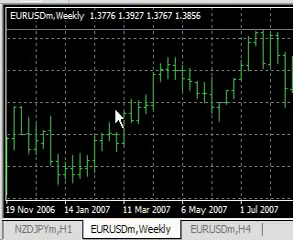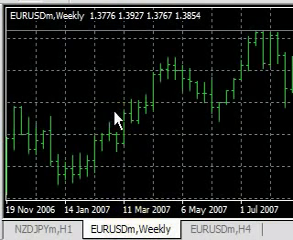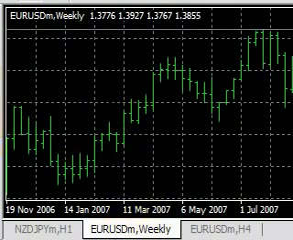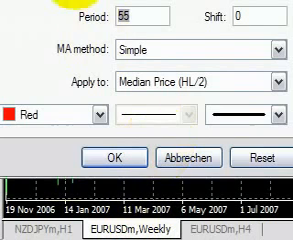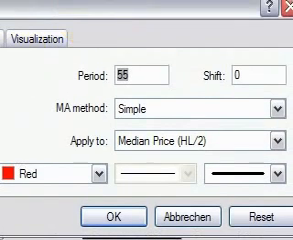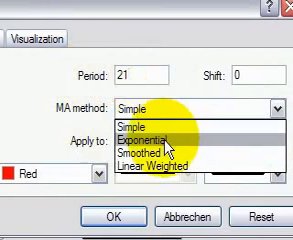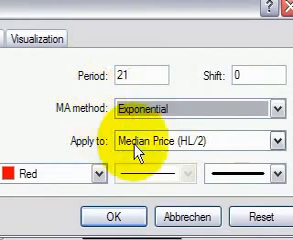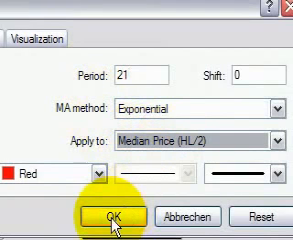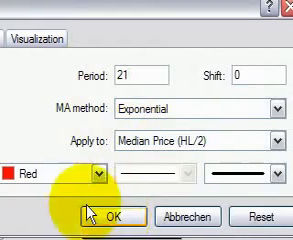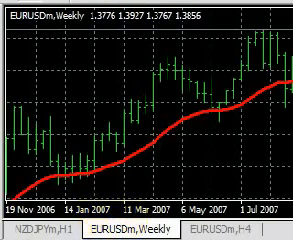On the weekly chart, the setup will be used to identify the trend. So what we'll do here is put two indicators on it, two moving averages. I just pulled them over from the navigator onto the screen. The first one we will choose is a 21 exponential moving average applied to the median price. It's just the average price, don't worry about it. And I'll put it in red so you can see it.